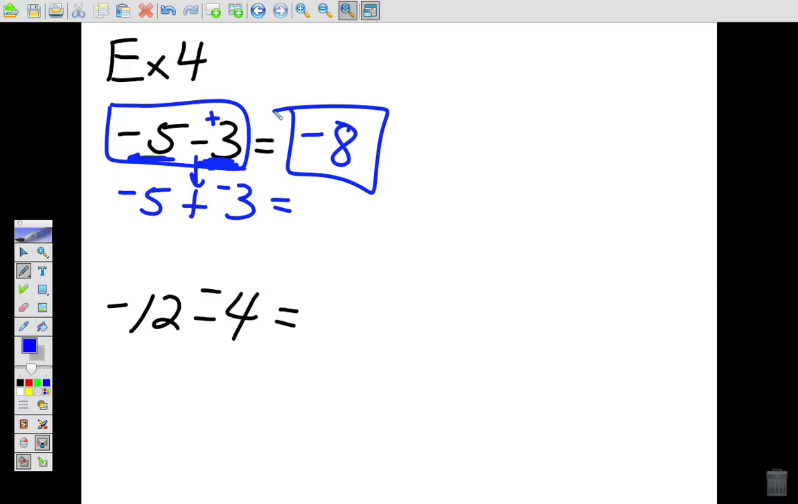Okay, the next example, a -12 minus a -4. Which is a -12 plus, what's the opposite of a -4? 4. Now how do you add a positive and a negative? Take the difference between just the numbers, ignore the signs. The difference between 12 and 4 is 8. 12 is bigger than 4. 12 is negative, so our answer is a -8.